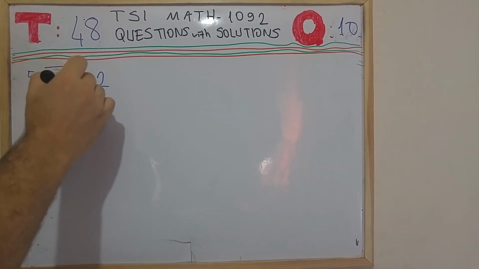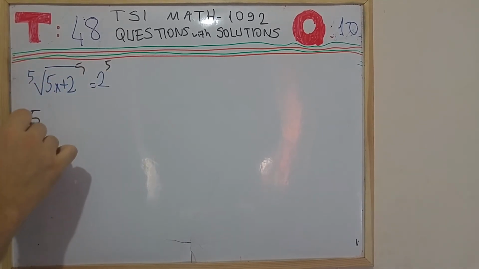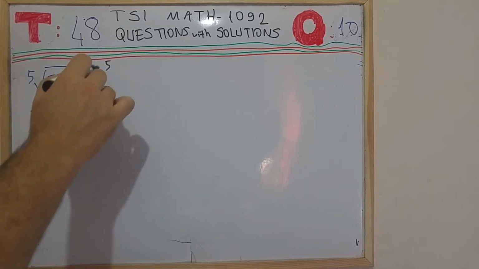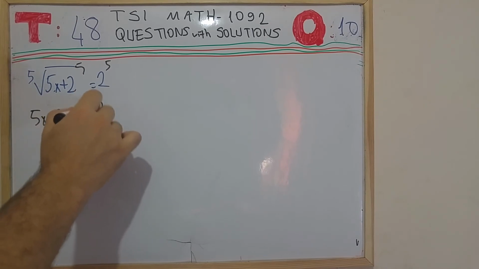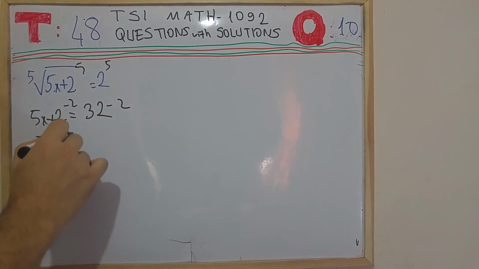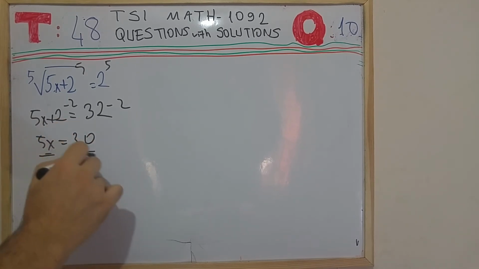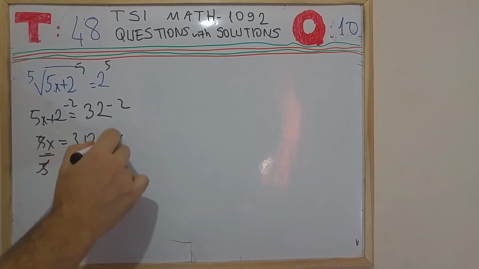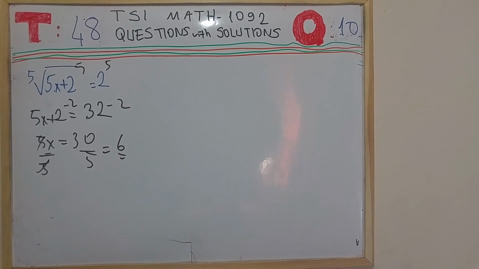Taking the fifth power of both sides, I have 5x plus 2 is equal to 2 to the 5, which is equal to 32. When I subtract 2 from each side, I have 5x here, which is equal to 30. And when I divide each side by 5, x will be equal to 6.